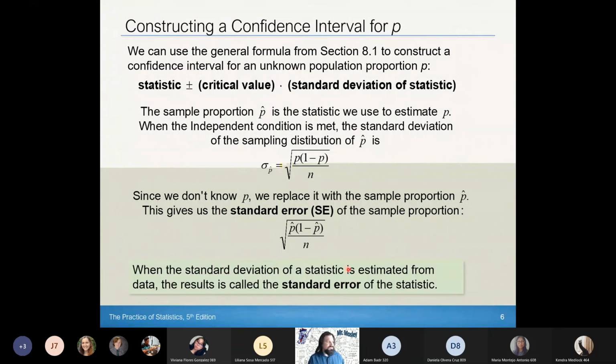When the standard deviation of a statistic is estimated from data, the result is called the standard error of the statistic. So we need a moment to write anything down.